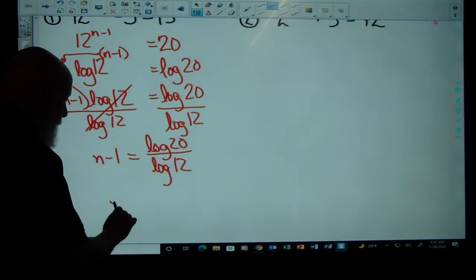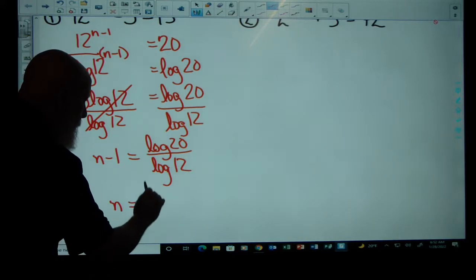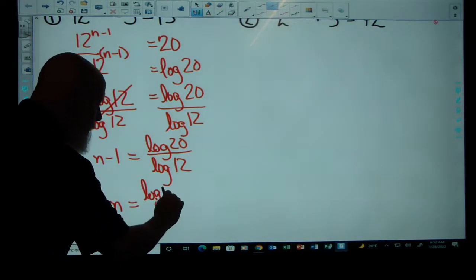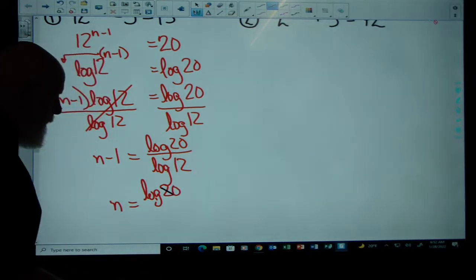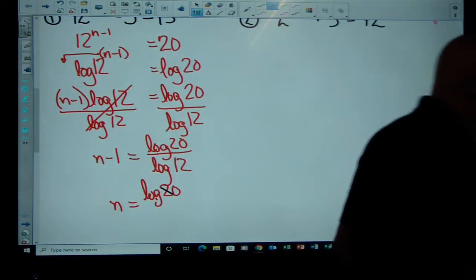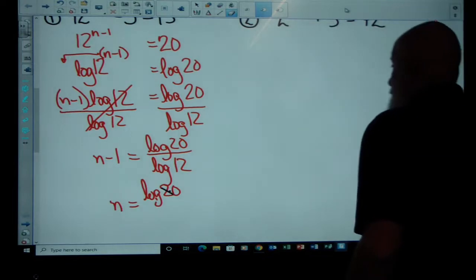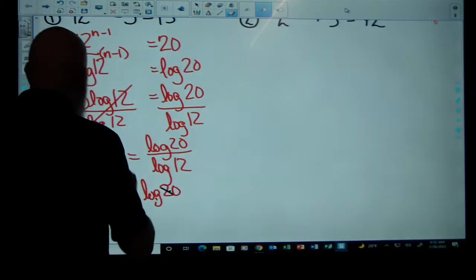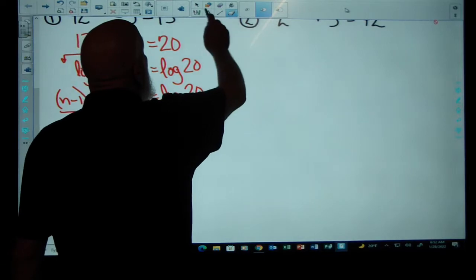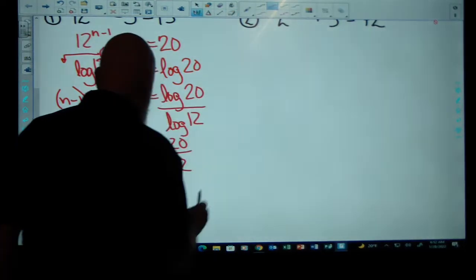So here we go. N is equal to log 20. Whoops, I don't know where that came from. Let's see if I can get rid of it. Nope. Probably is not going to let me get rid of it, I don't think, unfortunately. So I'll just keep working. We'll pretend like that didn't happen.